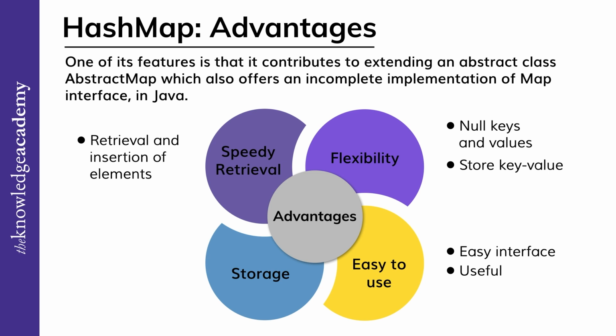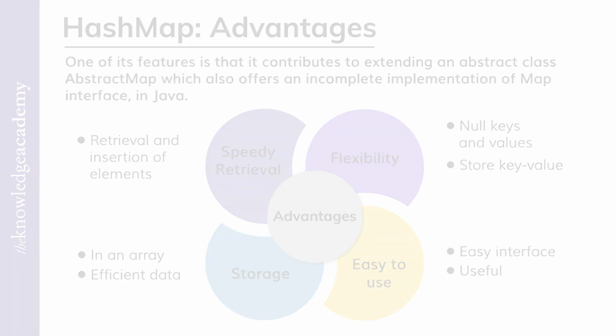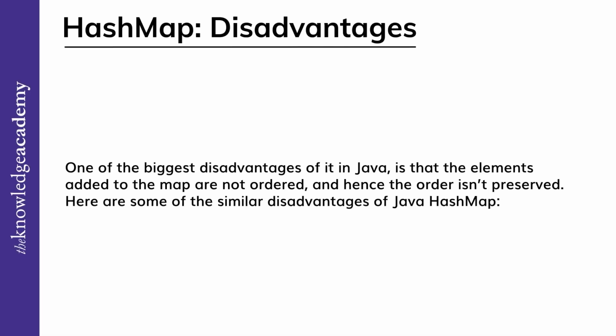D. Storage. While mapping keys to indices in an array, HashMap uses hashing functions. This helps in the instant lookup for the values based on keys and efficient data storage in Java. Now let's take a look at the disadvantages. One of the biggest disadvantages of it in Java is that the elements added to the map are not ordered, and hence the order isn't preserved.